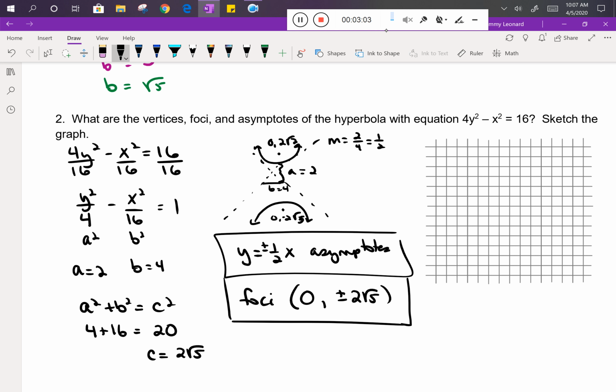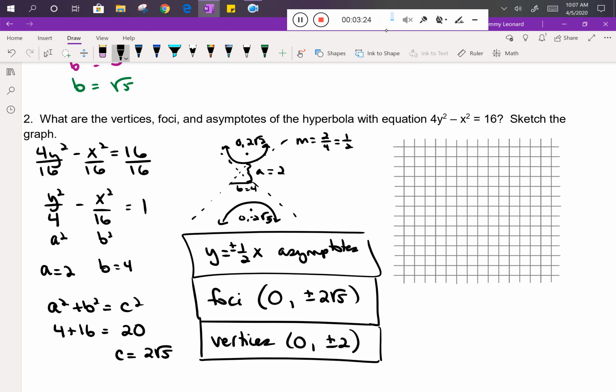The vertices are above and below by 2 units. So our vertices are 0 and plus or minus 2, because again, they're above and below the origin. So we've identified each of the parts we're asked to identify, and now it's time to sketch the graph.